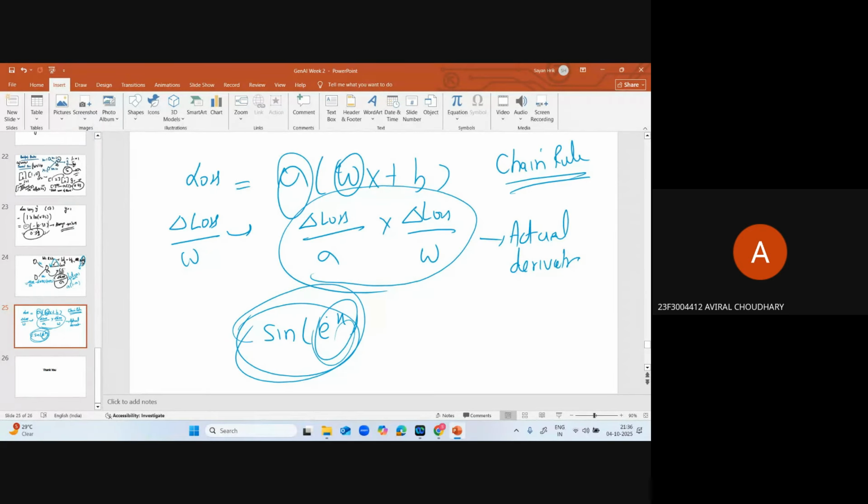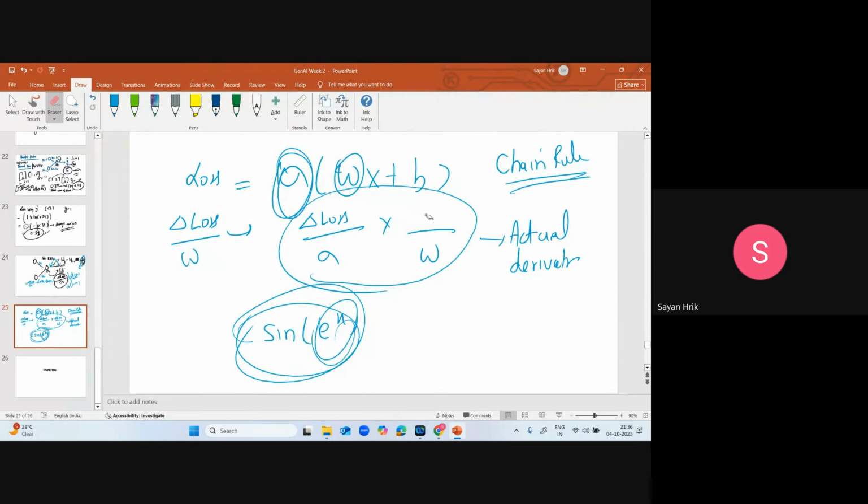In the same way, first I have the derivative of loss with respect to sigmoid, into the derivative of sigmoid with respect to weight. Yes, chain rule. That was a typo; this was sigmoid.